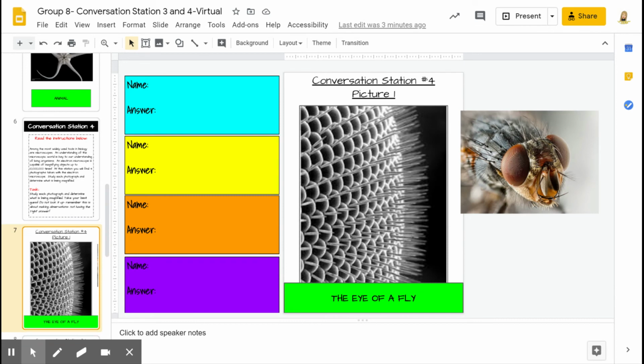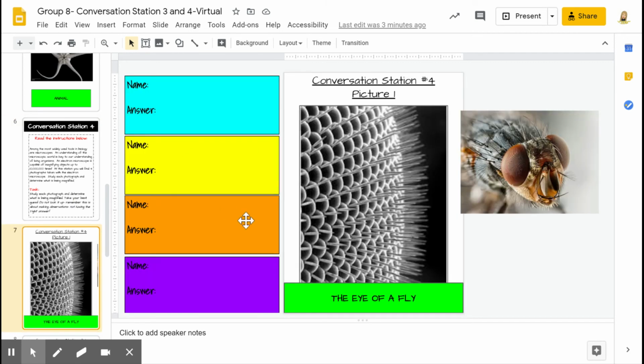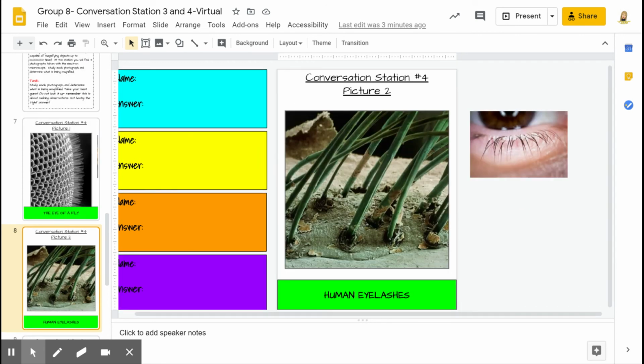Okay, on these, you were trying to guess what was being magnified. And remember, even my kiddos here face to face were forgetting that this is magnified 10 million times. So it is a very close up view of something. Here, this first picture was the eye of a fly. And yes, even the eyes of the fly have little hairs on it. And so I included a picture of a fly there.